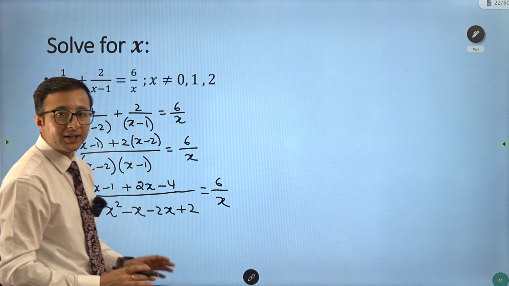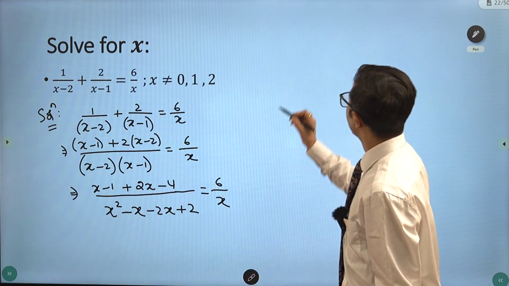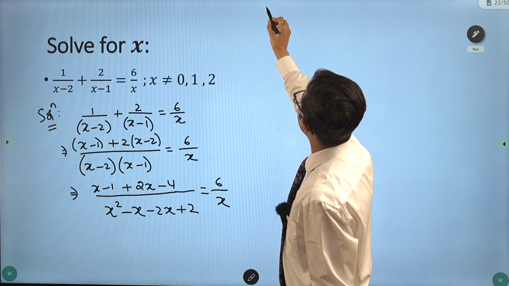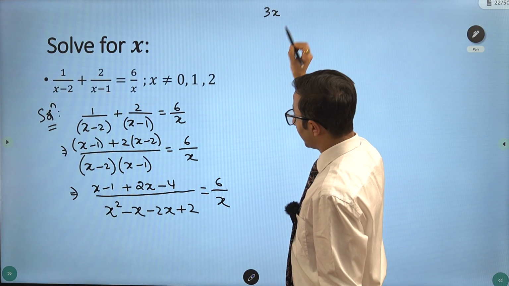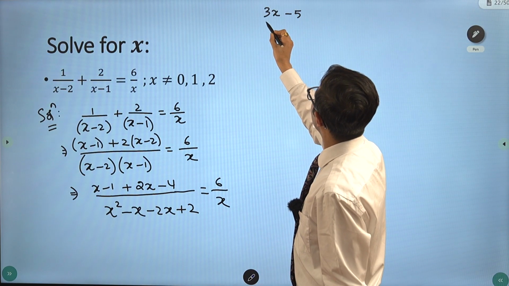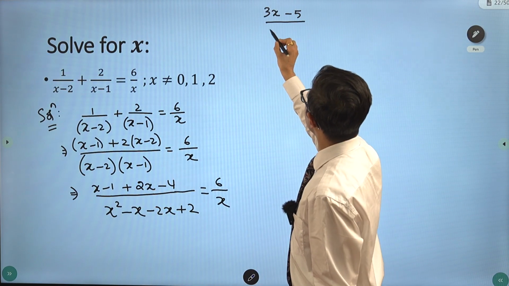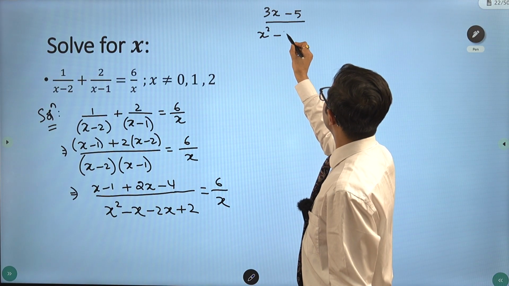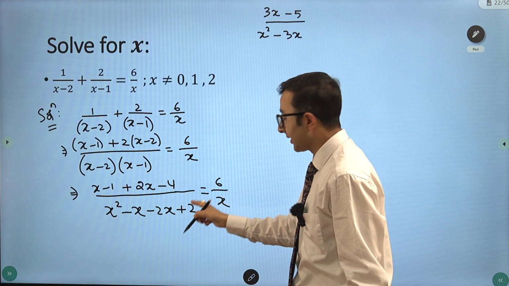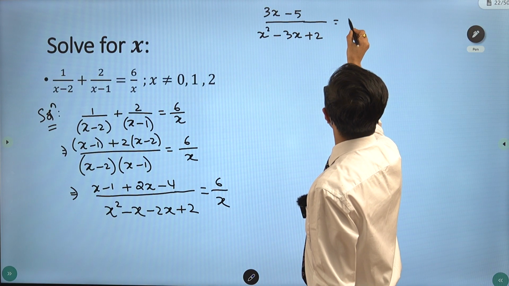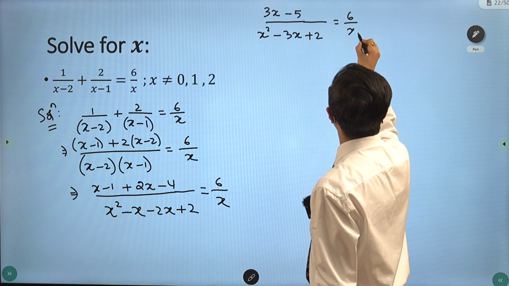So we have obtained this. Now in the next step we will be writing here: x plus 2x will be 3x, and minus 1 minus 4 will be minus 5, whole divided by x square, minus x minus 2x is minus 3x, and next is plus 2, which is equals to 6 divided by x.